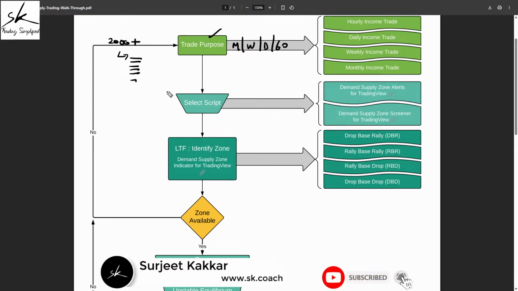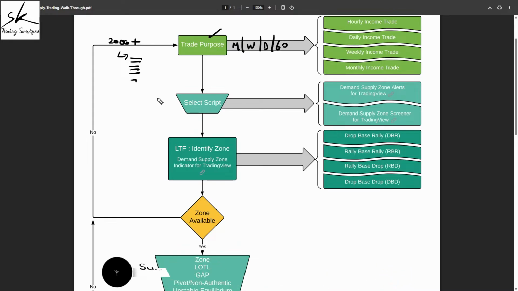But the challenge with all those scanners and screeners is that they are either based on conventional technical analysis or they are based on fundamental analysis. They are not based on demand supply trading methodology. So what I've also done is I have created 2 tools. One is called the demand supply zone alert and the other one is the demand supply zone screener, which helps us shortlist symbols based on demand supply zones.